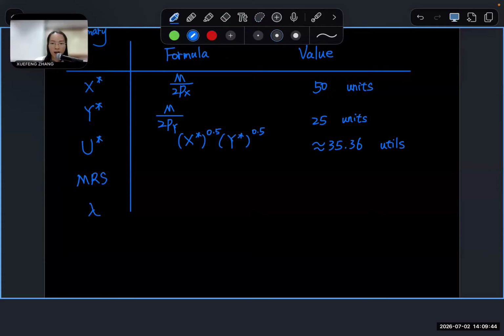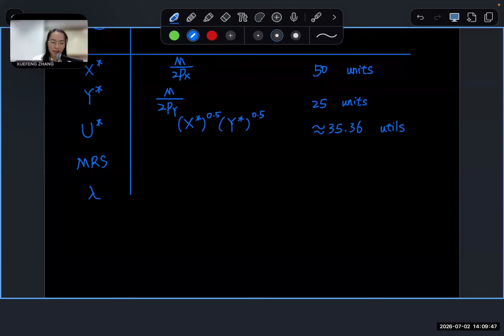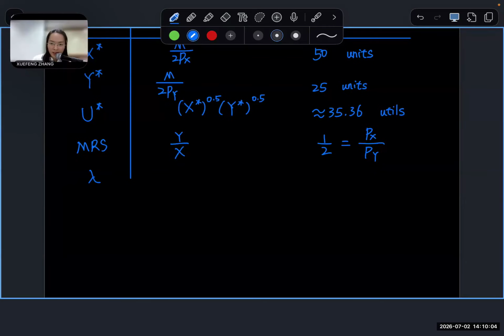And next one, MRS, what is the formula? You can review later, okay? Y over X, this is the formula. And the value is 1/2, and exactly the price ratio, price of X over price of Y. How about the lambda? The formula is MUX, marginal utility of X over PX. And the value is approximately around 0.354 joules per watt, okay?